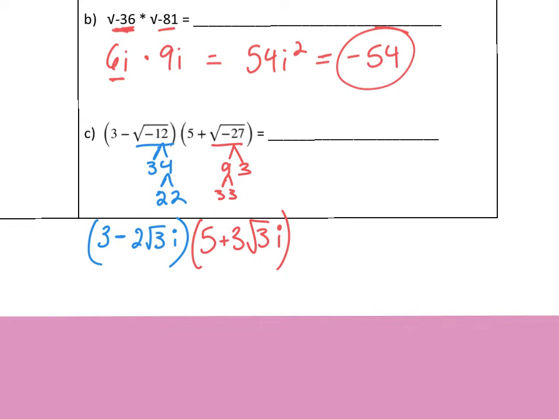So on this one, we got 3 times 5, 15. 3 times 3 square root of 3i. These work just like with our variables, just like with our radicals, as what we've been doing. You only multiply outsides and insides. So outside to outside, inside to inside. 3 times 3 is 9. And then just keep your square root of 3, keep your i. Same thing with negative 2 square root of 3i times 5. Multiply my outsides. Negative 2 times 5 is negative 10, keep my square root of 3, keep my i.